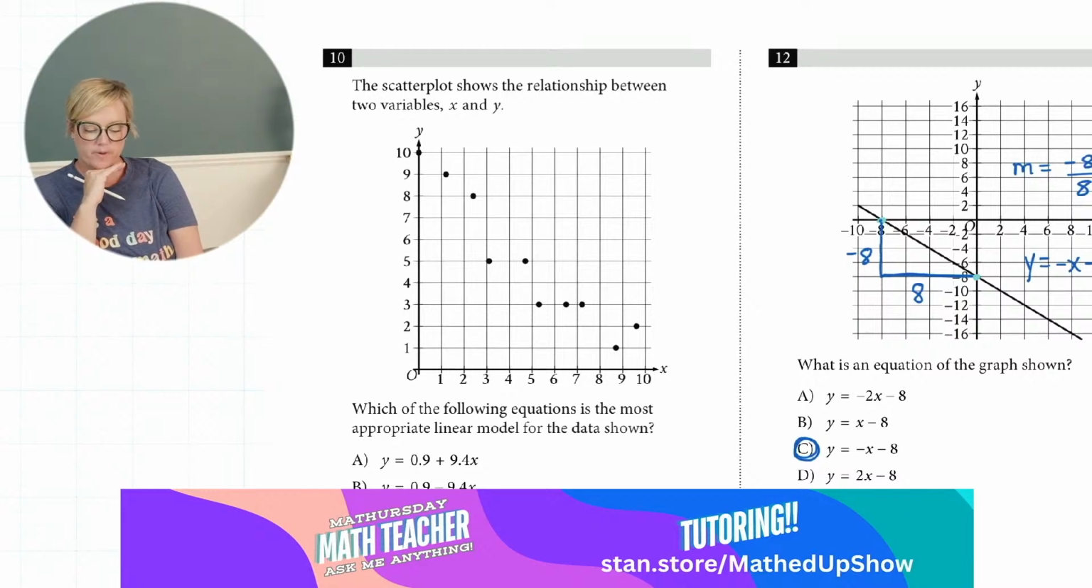These are all in slope-intercept form, so what you really just need to look at is the slope and the y-intercept, and that's it. We've got somebody very adamant that it's B.